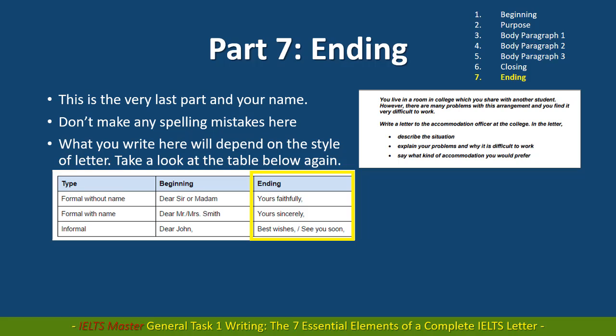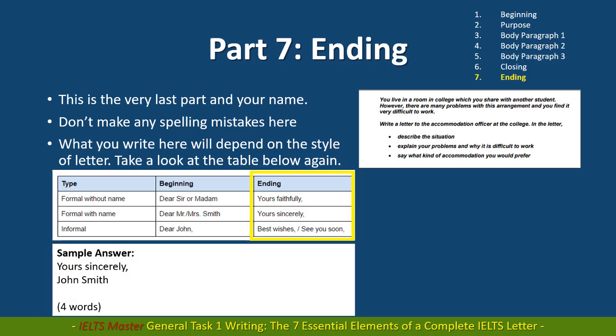So formal without name and formal with name, you can write yours faithfully or yours sincerely. It doesn't really matter. These are both okay. Just choose one and memorize it, and make sure you know the spelling of these words. They're easy to misspell. Informal, you could say best wishes, see you soon, enjoy your week, something like that. And that would be fine for an ending. Okay? And so these are the 7 parts. Before we finish, here's my sample answer. It says, yours sincerely, comma, John Smith. And this is 4 words.